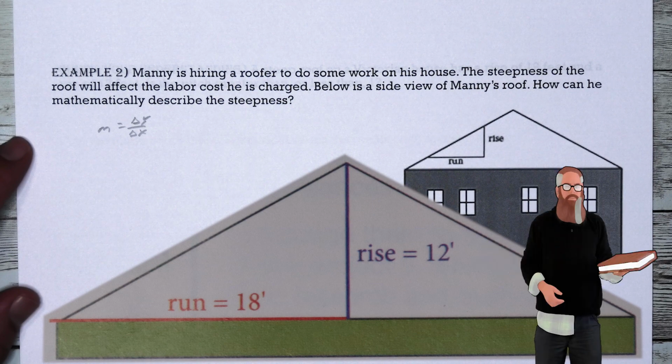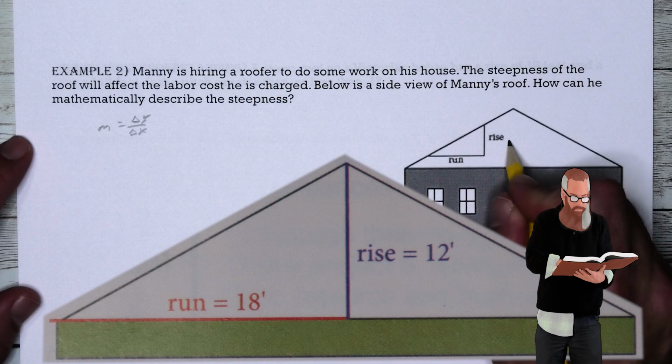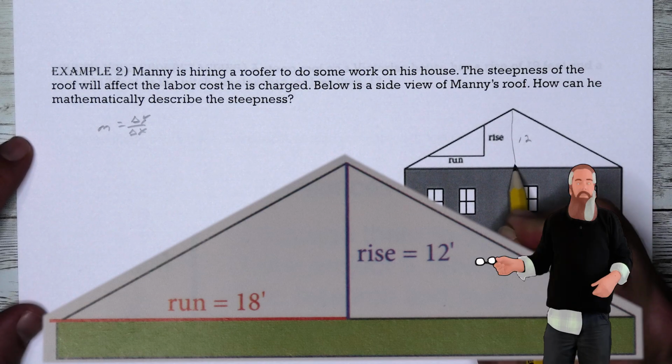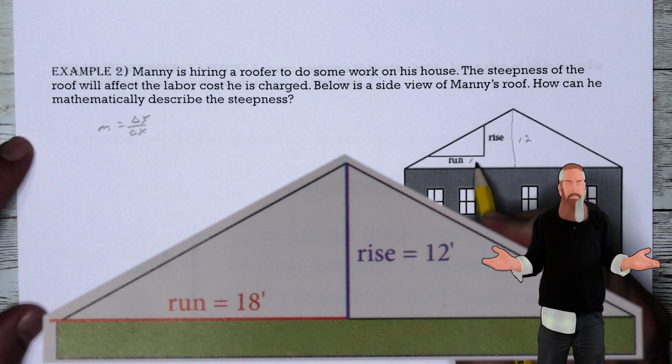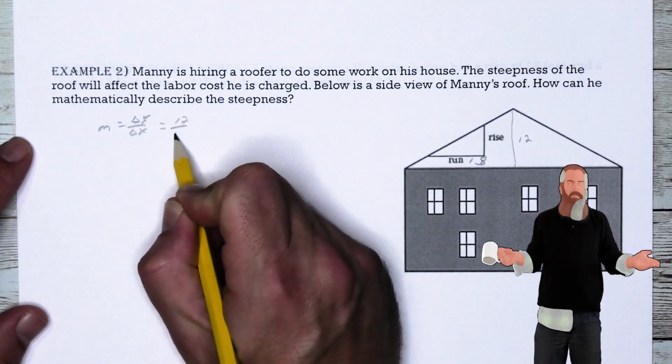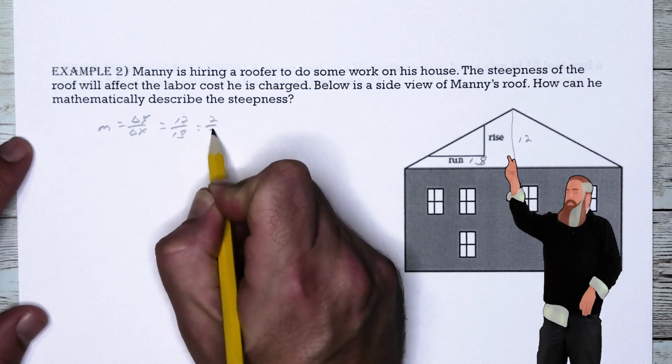Manny finds these measurements: the rise is 12 from the very top, and from that point all the way to the edge, we get an 18. This means he has a slope of 12 over 18, which is 2 over 3.